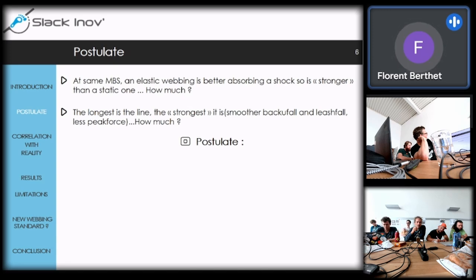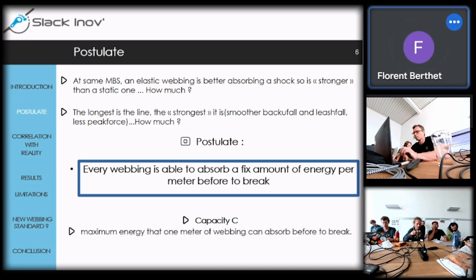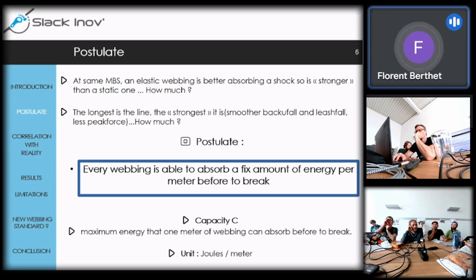And my postulate is making the connection between all of those points. I'm considering that every webbing is able to absorb a fixed amount of energy per meter before it breaks. So 1 meter of webbing is able to absorb a certain amount of energy, which depends on the specific characteristics of the line. This amount of energy per meter, I call it the capacity, C. Again, I'm repeating, it is the maximum energy that 1 meter of the webbing is able to absorb before it breaks. And the unit is joules per meter.